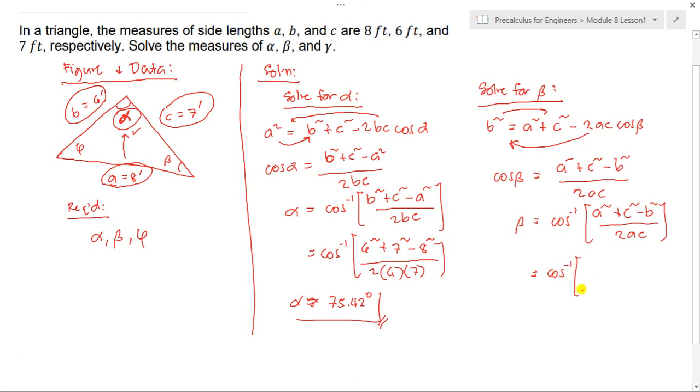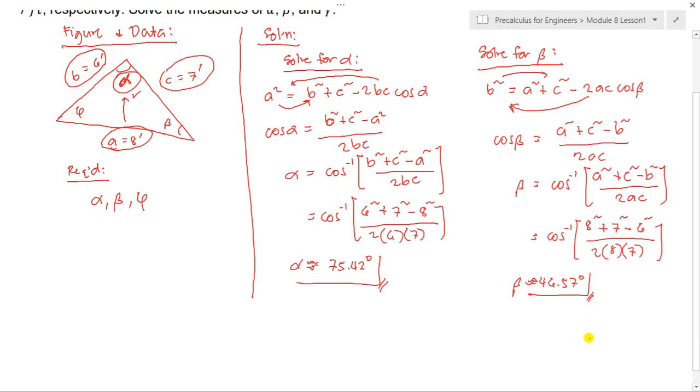Then substitute the values. We have arccosine, a is 8, that is 8 squared plus c is 7, 7 squared, minus b is 6 squared, all over 2 times 8 times 7. 8 times 7 is 56. Then we have here 64 plus 49 minus 36. So the answer is 46.57, approximately 46.57 degrees. That is our angle beta.